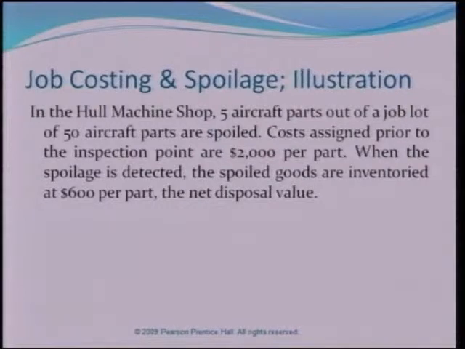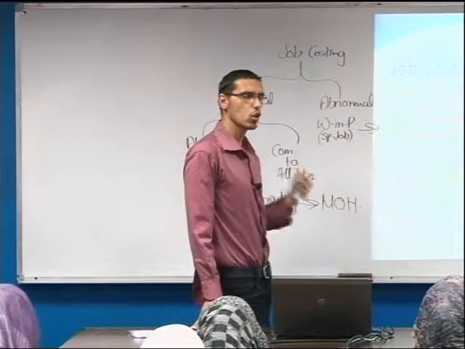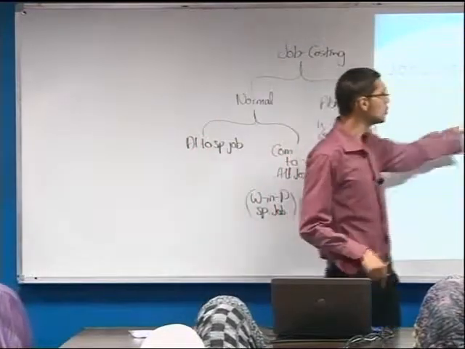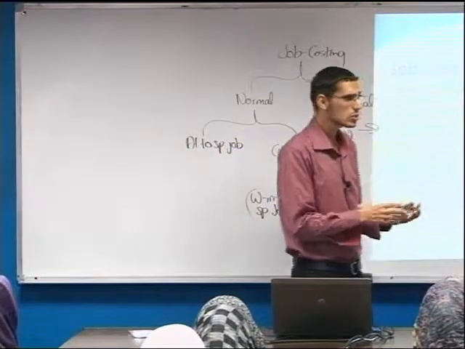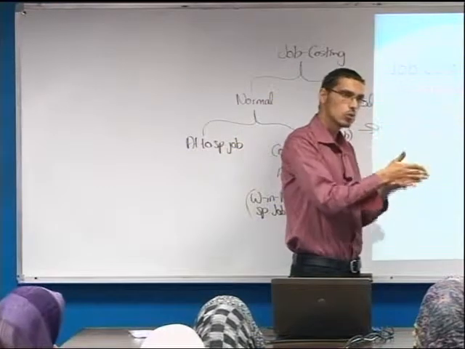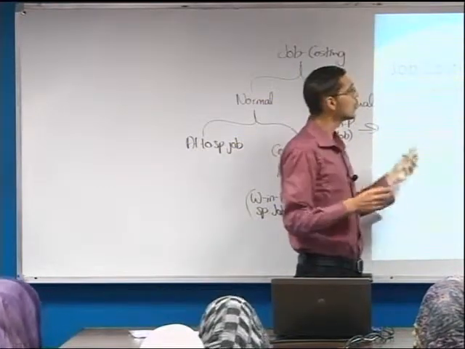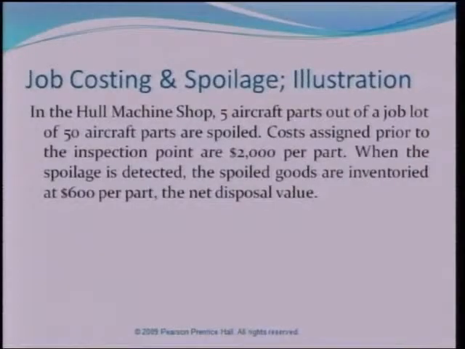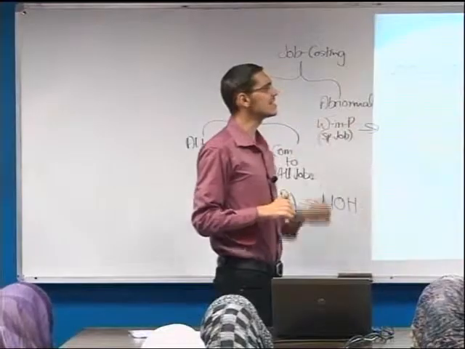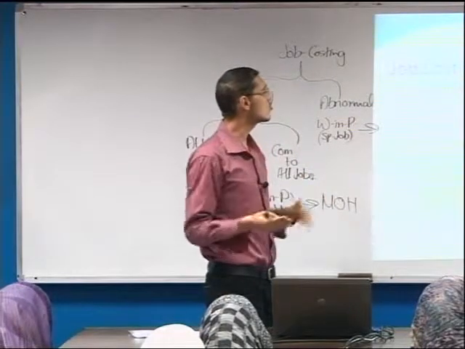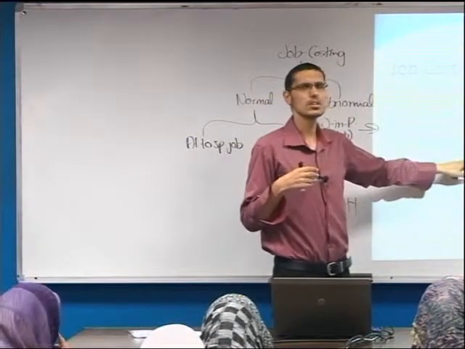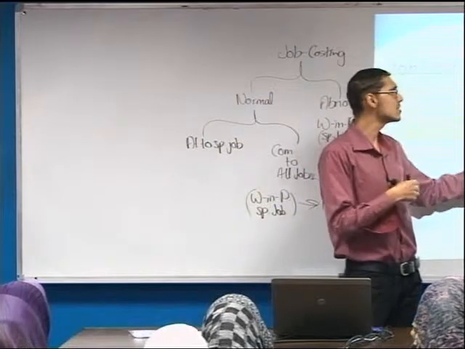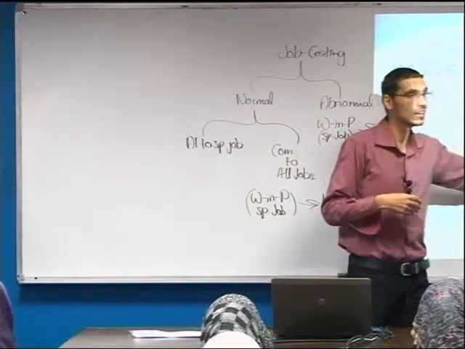$2,000 per part. When the spoilage is detected, therefore, the cost of the 5 units would be $2,000. Correct? Because these are the costs up to the inspection point. Therefore, each part of the 5 parts would have a cost of $2,000. When the spoilage is detected, the spoiled goods are inventoried at $600 per part. Why $600 per part? Because, as they say, this is the net disposal value.